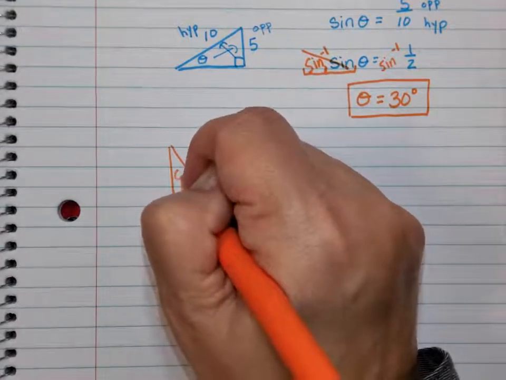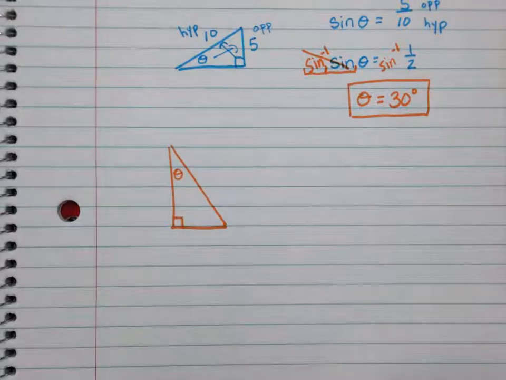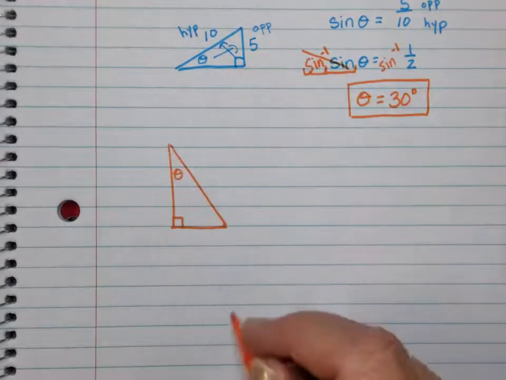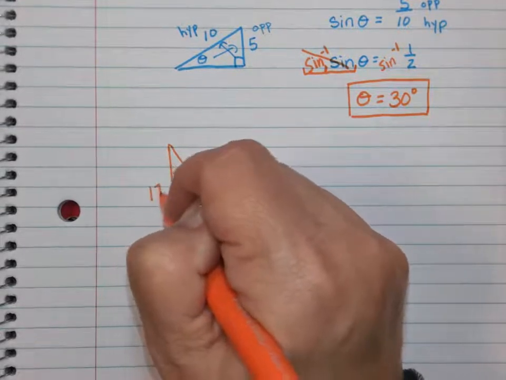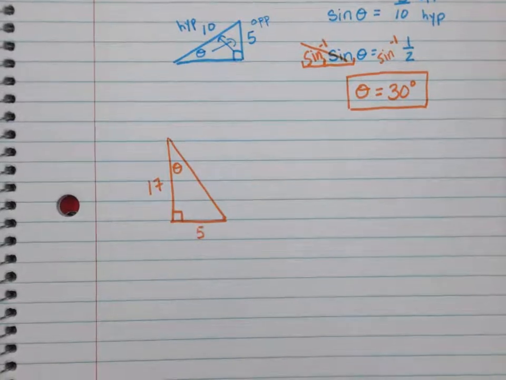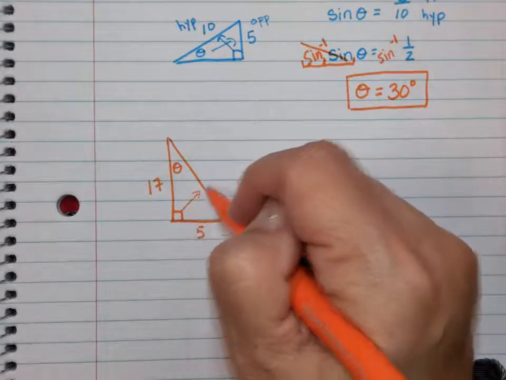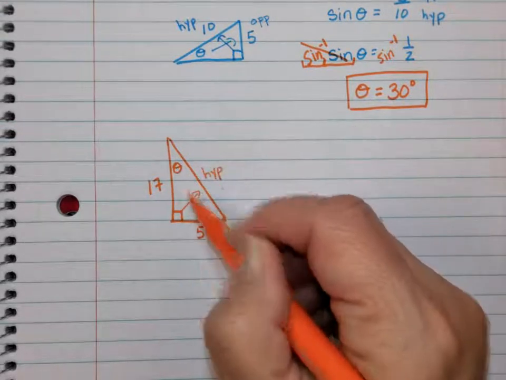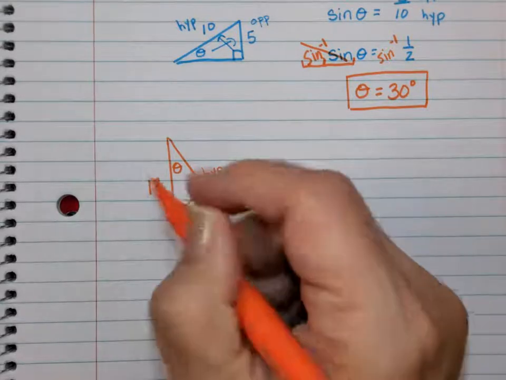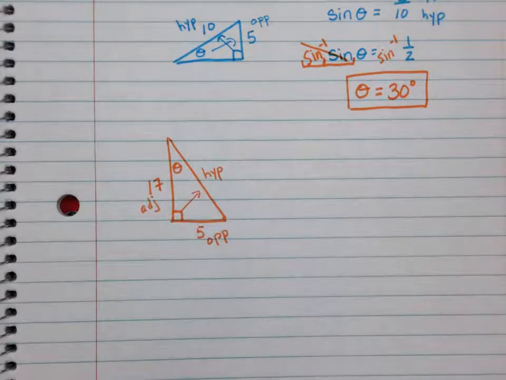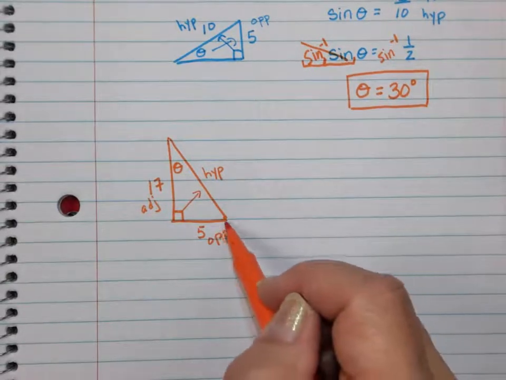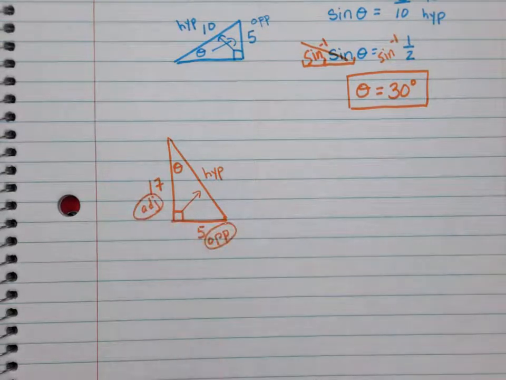Let's say my theta's up here this time. And let's say I've got 5 and 17. So across from your right angle is your hypotenuse. Across from theta is opposite. And then next to theta is adjacent. So I'm asking myself, which trig function is a ratio that contains the opposite and the adjacent, and that would be tangent.